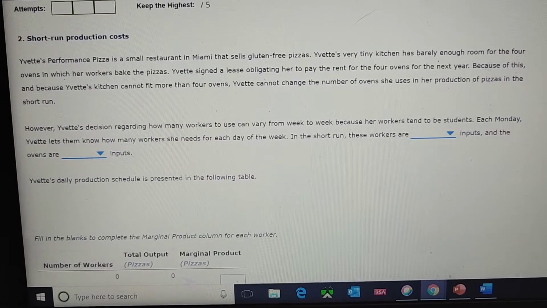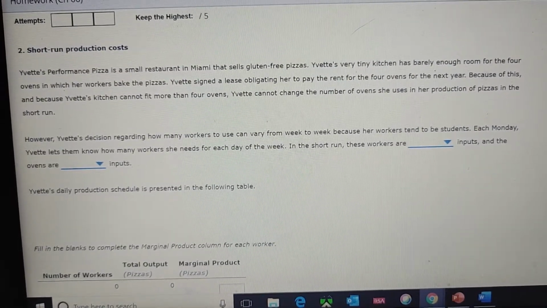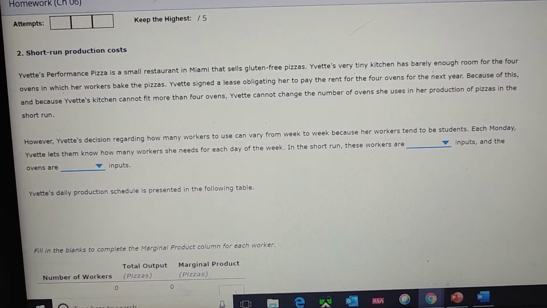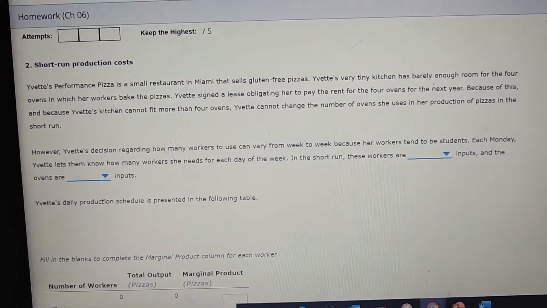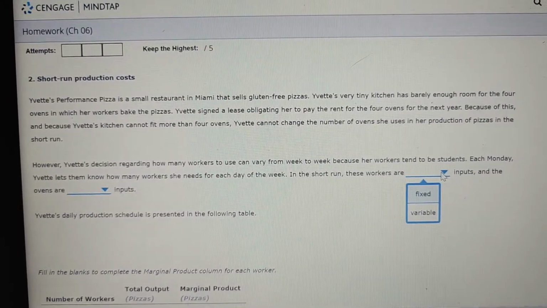However, Yvette's decision regarding how many workers she can use varies from week to week because her workers tend to be students. Each Monday, Yvette lets them know how many workers she needs for each day of the week. So it's asking the question, okay, in the short run, are these workers a variable input? Are they a fixed input?